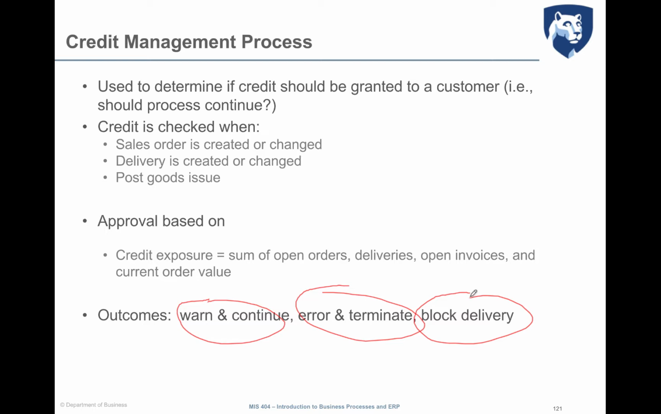Error and terminate instead displays an error and does not allow the process to continue. So the credit exposure is too high, or there is some error, so the process is by now stuck. Or in the last case, you block the delivery of the order. All three outcomes are possible when the sales order or delivery document is being created or changed, while instead, during the post-goods issue, the only option is to block the goods issue from being posted. So, if you want to block the delivery at the post-goods issue level, you just have to block the delivery. You cannot just warn and continue, or error and terminate.